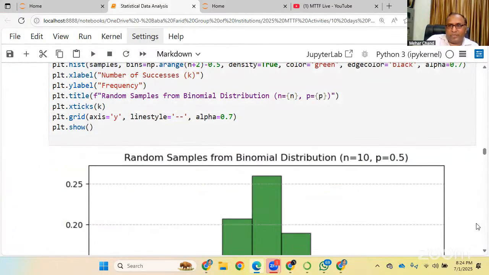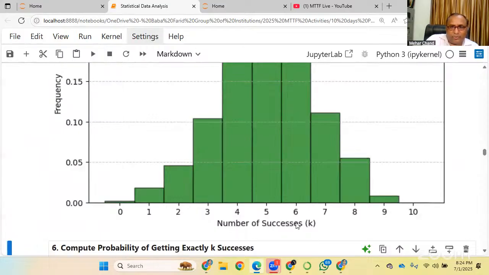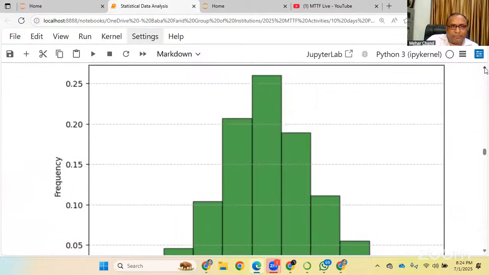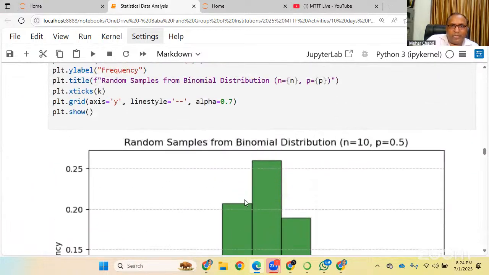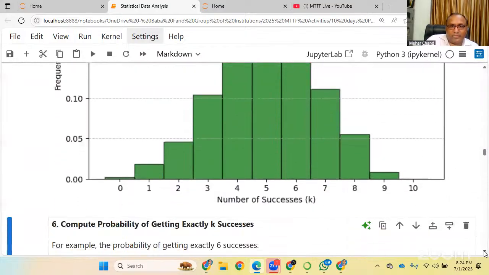okay, so this is the hist plot for the above. On the horizontal axis we have the number of successes, on the vertical axis the frequency, and at the top we have the random samples from binomial distribution, n equal to 10 and p equal to 0.5. So by using these values we generate this one. First we generate the sample, then we generate this plot.